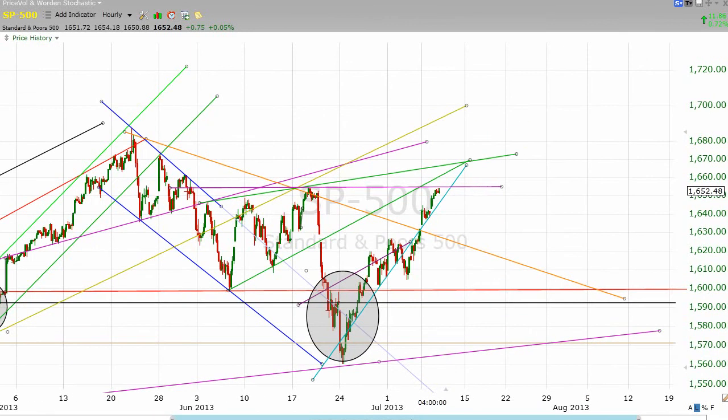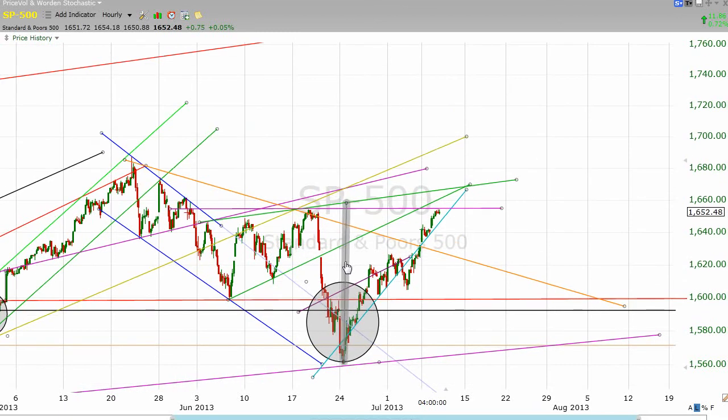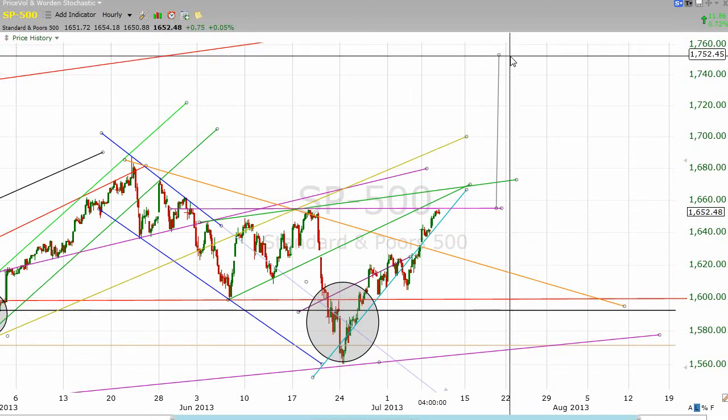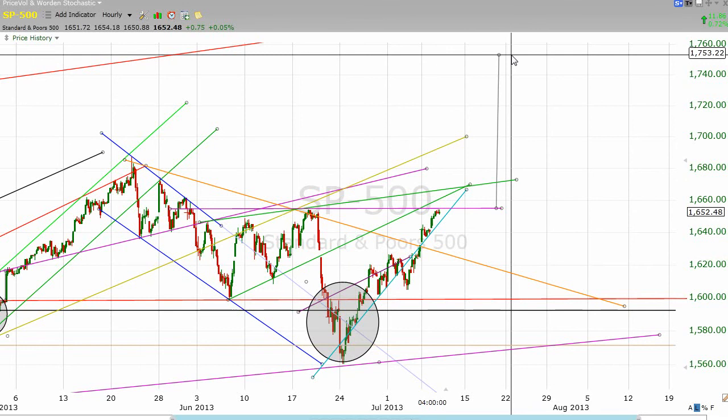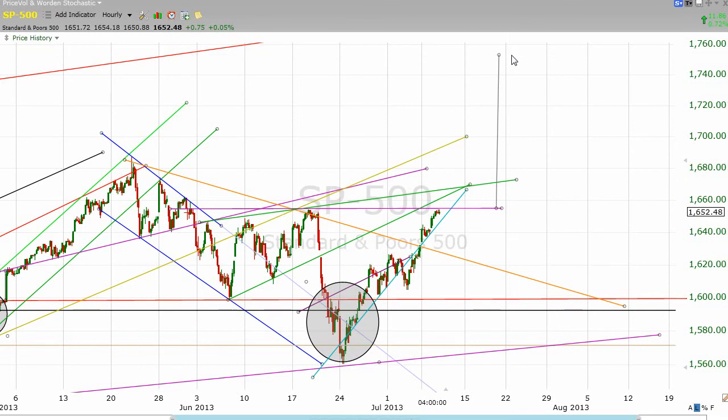And see what this, if we do have a horizontal neckline, and again, that's guesswork at this point, but we can measure the height of our head to the neckline, and if it is a horizontal neckline, then we know it's going to stay the same, and any breakout that we get over this line after the potential formation of a right shoulder would be taking the S&P to approximately 1750, a little bit higher.